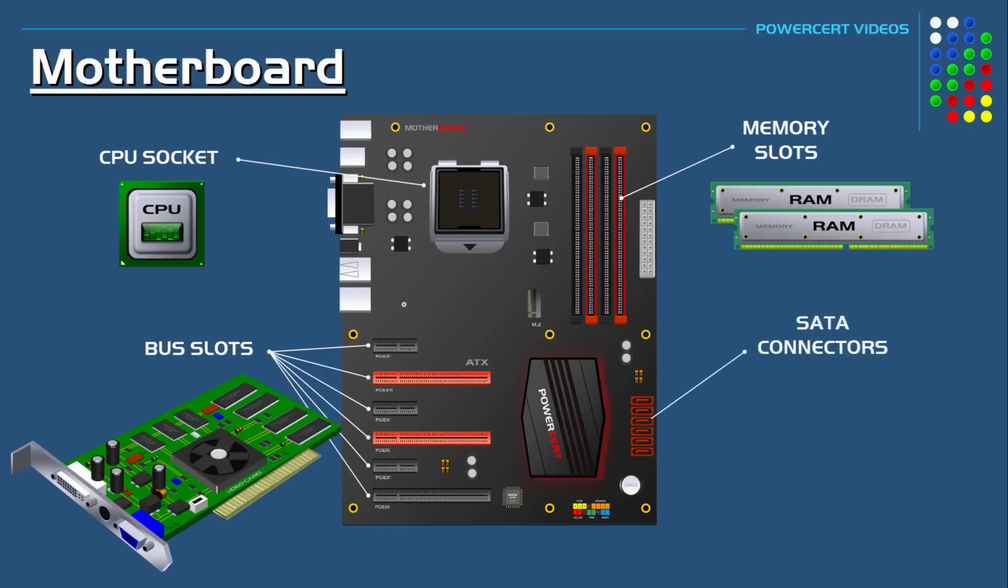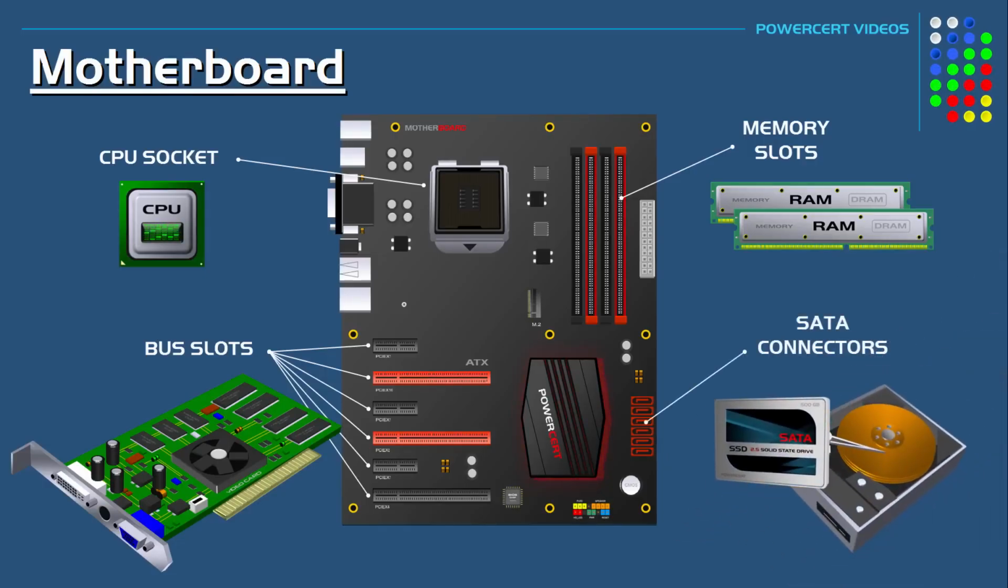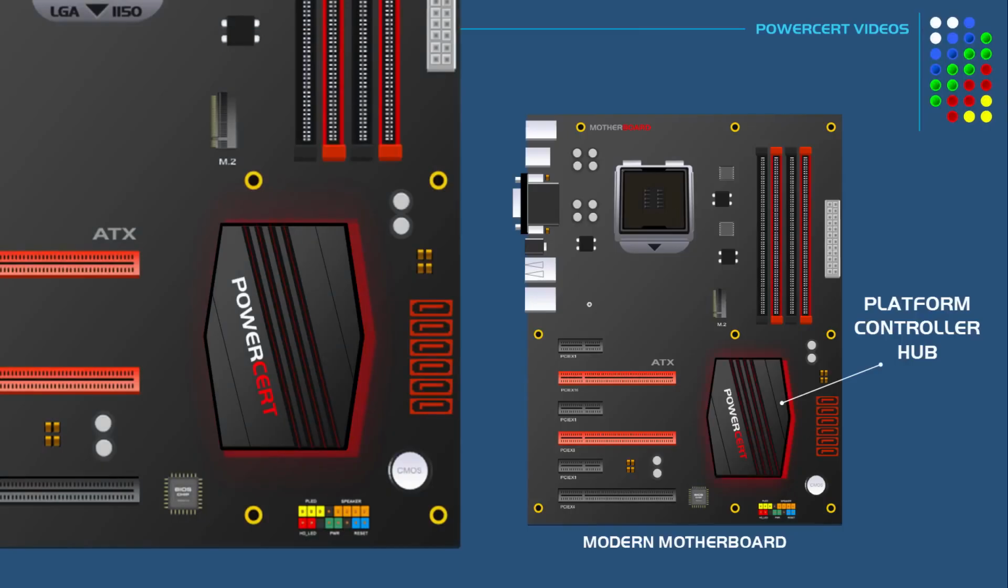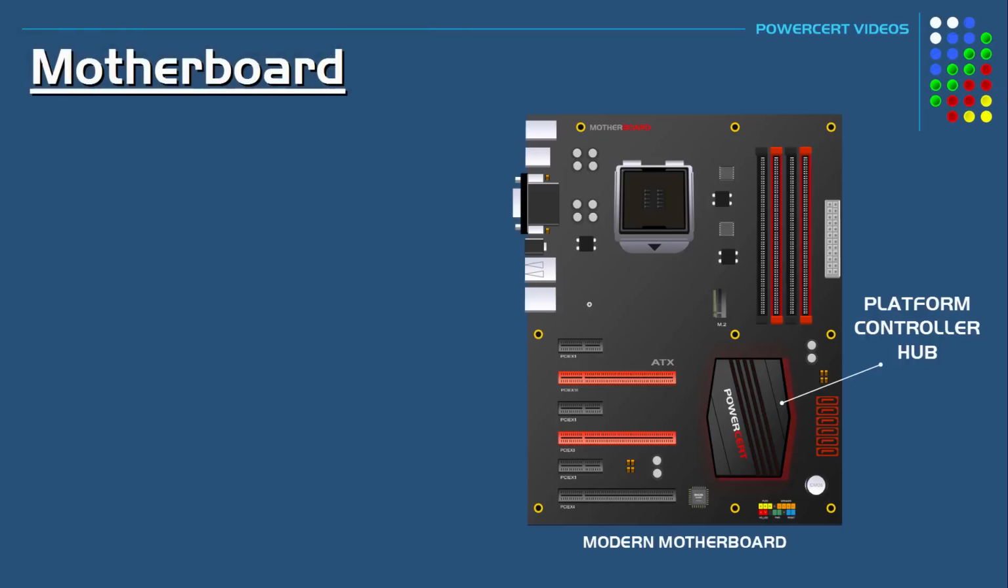Then there's also the SATA connectors, and this is where you would attach your storage devices, such as SSDs or hard drives. Motherboards will have several of these connectors, so you can attach multiple storage drives. And on some modern motherboards, you might find the M.2 slot, and this is a newer slot for attaching an M.2 solid-state drive. And also on modern motherboards, you'll find the PCH, or Platform Controller Hub. And this hub is the latest chipset architecture by Intel that's replaced the older architecture.